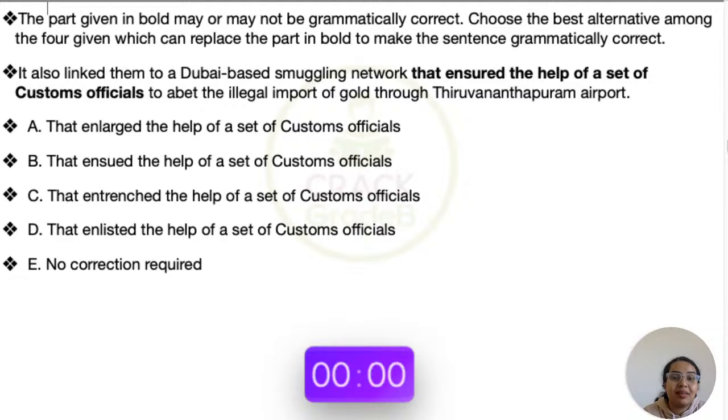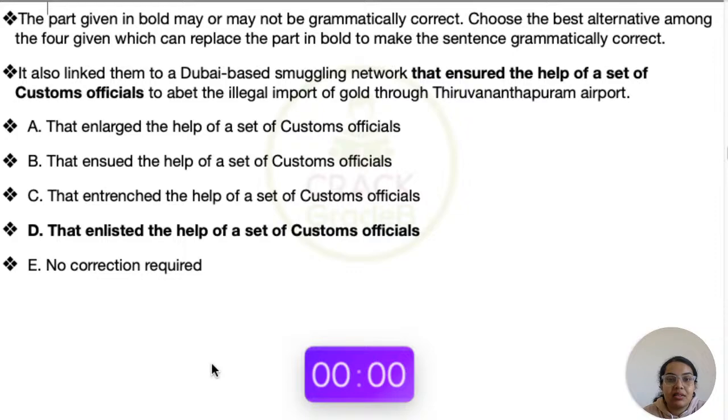This again is something very easy to pinpoint and know the answer. Enlisted something, not entrenched, ensue or enlarged. So what are we talking about? It also linked them to a Dubai-based smuggling network that enlisted the help of a set of officials. Ensue की कोई बात ही नहीं है यहाँ पे.